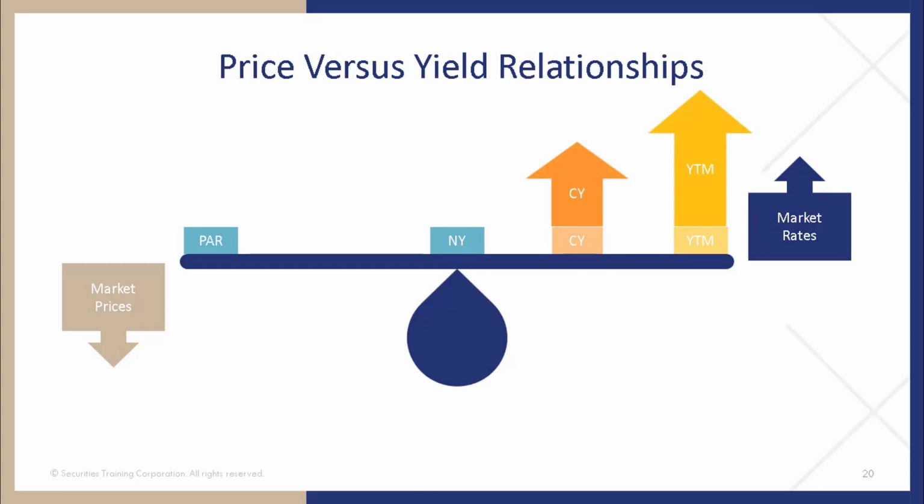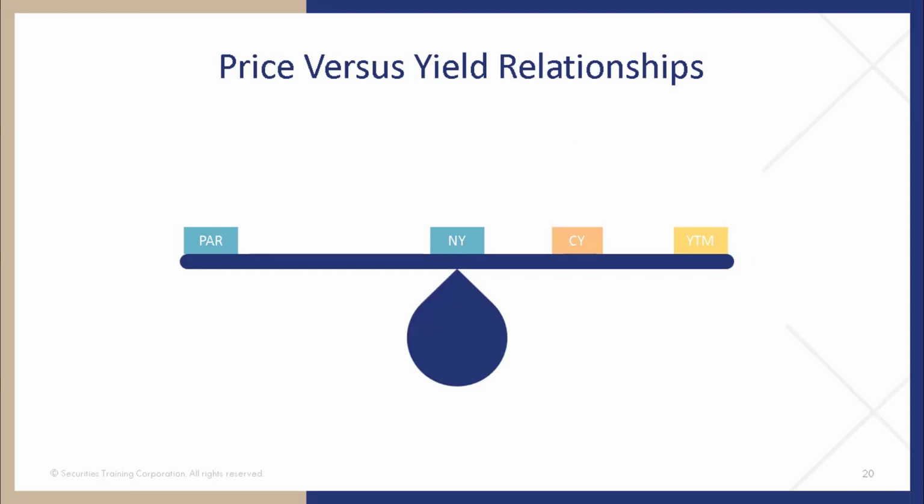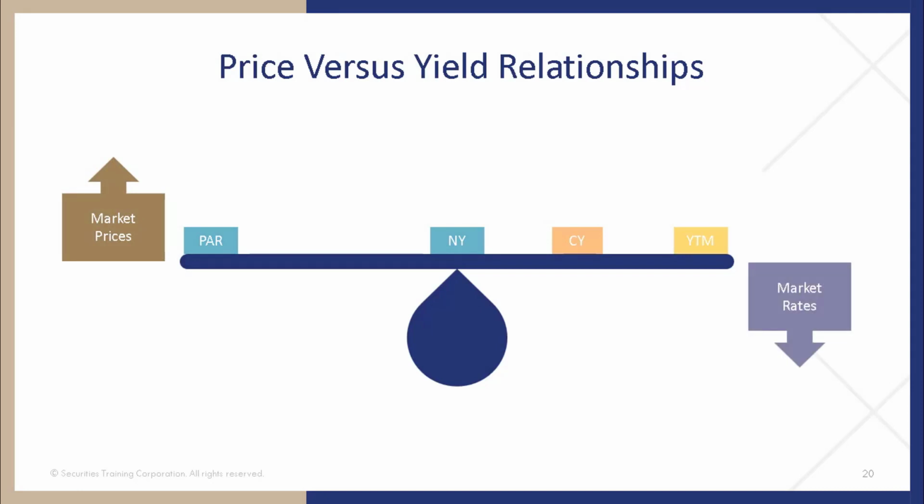If that happens, the current yield would increase and the yield to maturity would also increase. But notice how the yield to maturity is always going to be higher than the current yield if the market price of the bond falls and is trading at a discount. If we reverse it, if market price was increasing, that would be caused by market rates or interest rates declining. And when that happens, the current yield would also fall and the yield to maturity would also fall. But notice how the current yield is always in between the nominal yield and yield to maturity, whether the bond's trading at a discount or a premium.